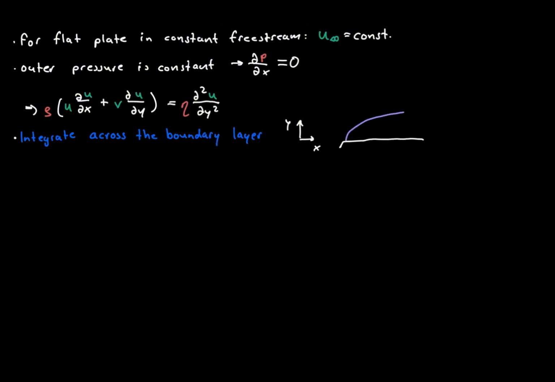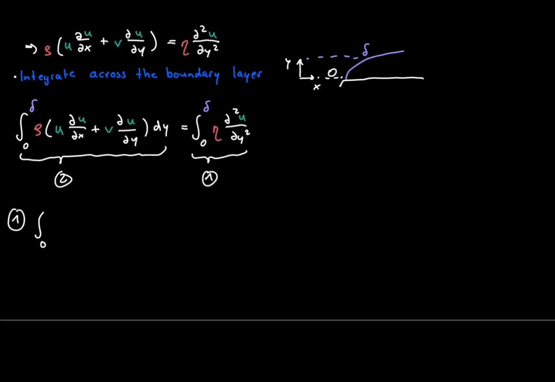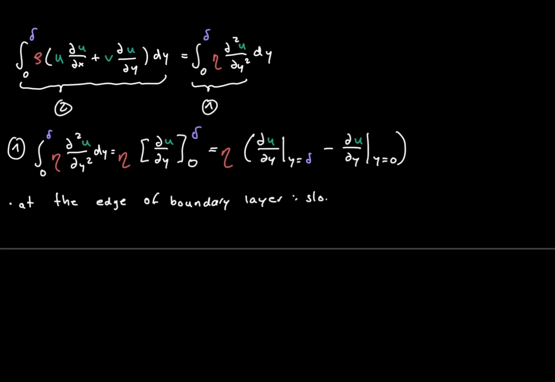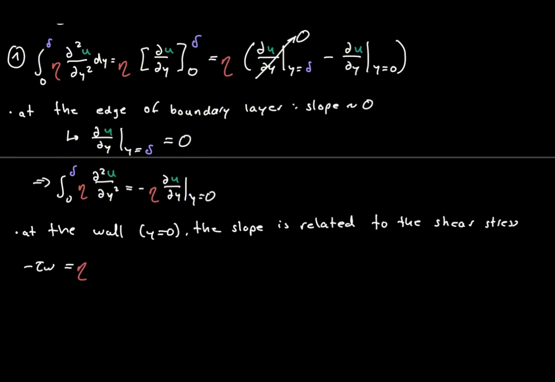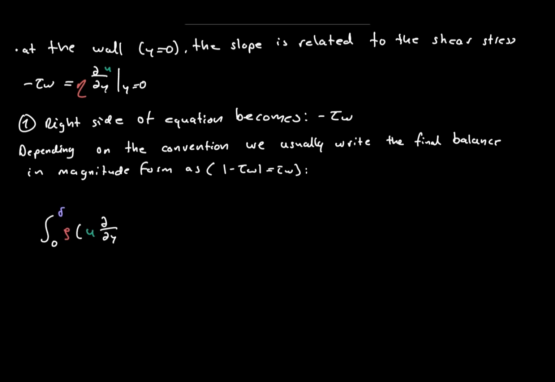Now we integrate this equation from the wall, y equals 0, up to the edge of the boundary layer, y equals delta. On the right-hand side, we integrate the second derivative of velocity. This gives eta times du dy evaluated between 0 and delta. At the edge of the boundary layer, the velocity gradient is approximately 0. At the wall, the gradient is related to the wall shear stress. So the right-hand side becomes the wall shear stress tau w.